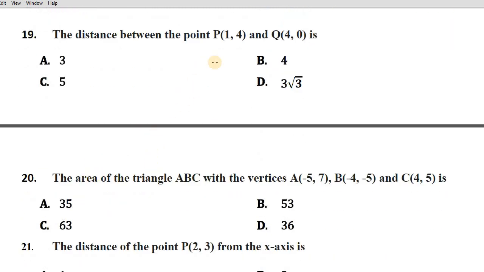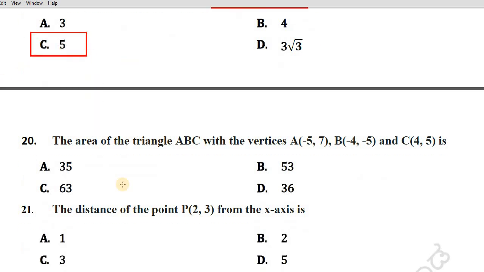Question number 19. The distance between point P 1, 4 and Q 4, 0. So two coordinates they have given. We need to find the distance of these 2 points. So use distance formula, that is root over x2 minus x1 whole square plus y2 minus y1 whole square. Substitute and simplify and you will get the answer C, 5.